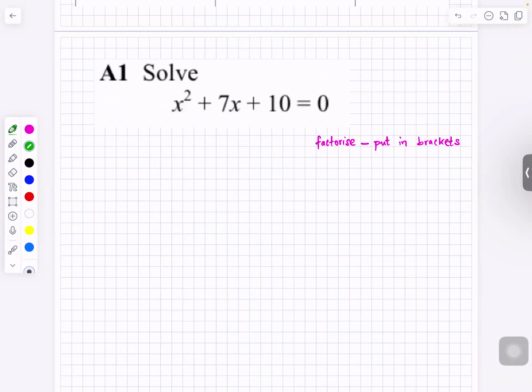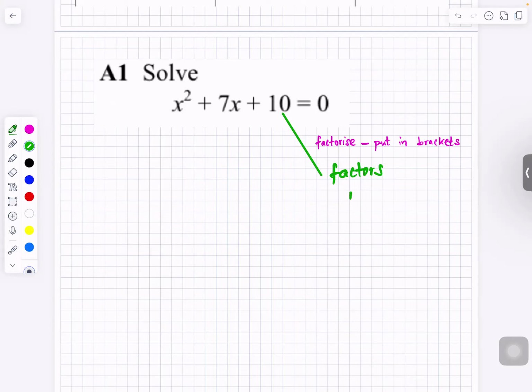You find the factors of that number there. What are the factors of 10? Can you hear me? Simon, can you hear me? Yeah. What are the factors of 10?